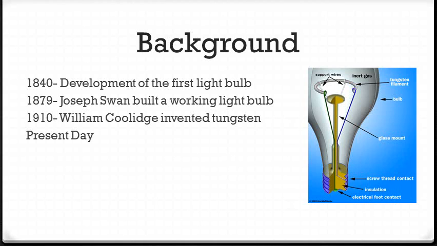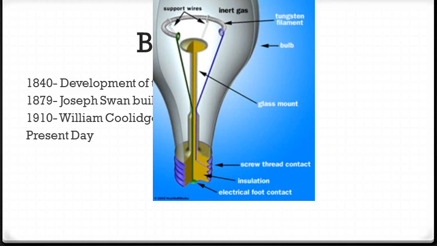By 1910, William Coolidge invented tungsten to use as a filament. Tungsten is a metal that is easier to make, and it burns lighter and brighter than the previous filaments being used. In today's light bulbs, we can see that the actual light bulb consists of the glass bulb and the tungsten filament inside, connected by two wires, and it has an insulated bottom where the electrical current would come through. The insulated bottom ensures the wires do not touch, so as not to cause a fire or any hazardous materials to fall out of the light bulb.